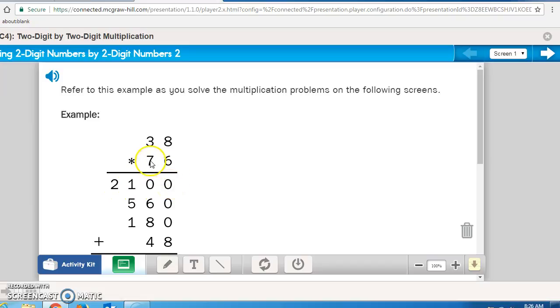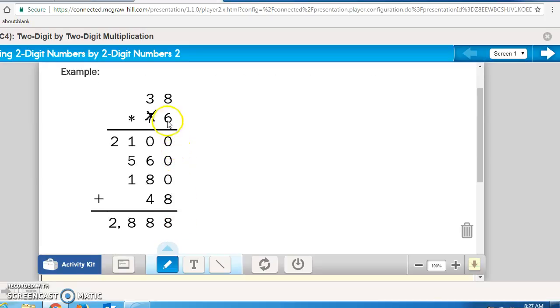Next I multiply 70 times 8. 70 times 8 is 560 because 7 times 8 is 56, and then this is 70, so I add that 0 down below. Now I'm done with the 10 spot. Now I look at the 1 spot. 6 times 30, because this number is 38, is 180. And I write that down. And next it is 6 times 8, which is 48.